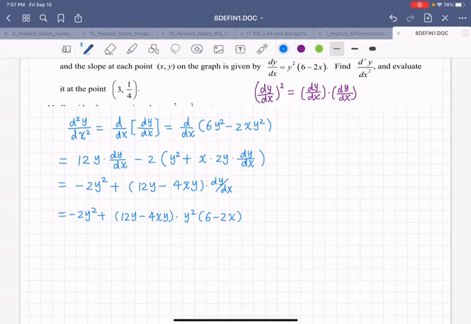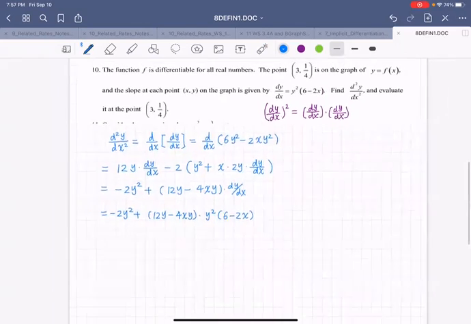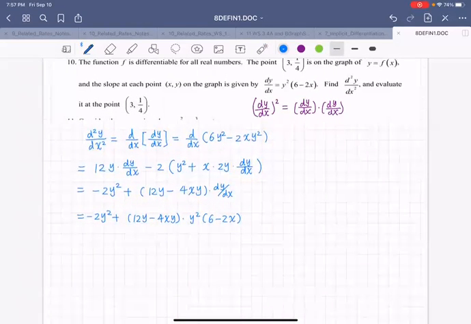Okay. So far so good. Yeah. And we can combine the like terms. And actually there's not really like terms. And they ask to evaluate. So we will plug in x equals 3, y equals 1/4, and then we can plug in to find out.